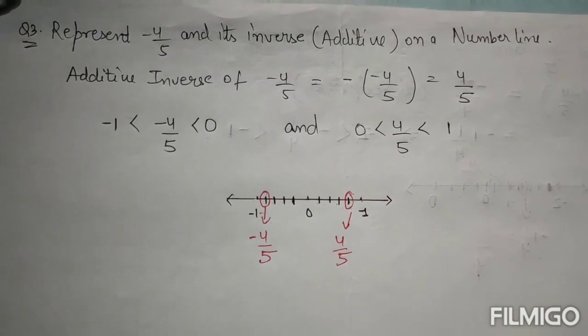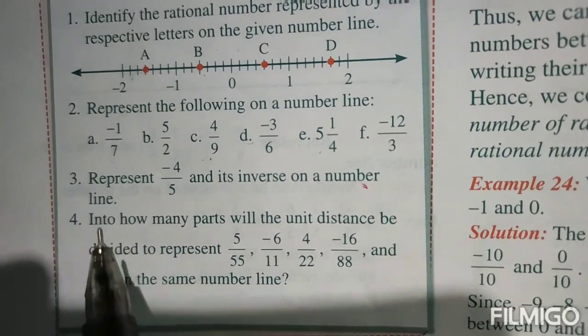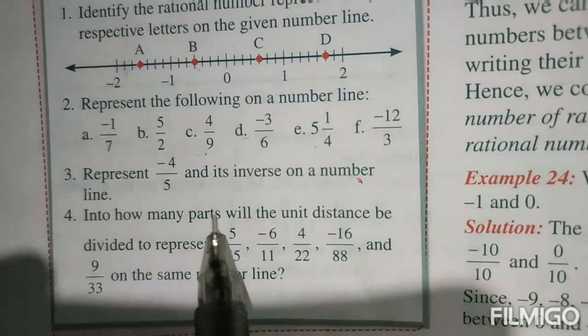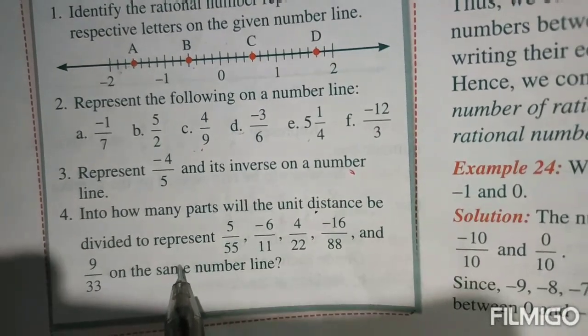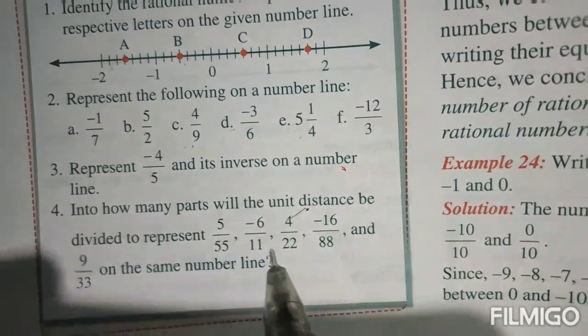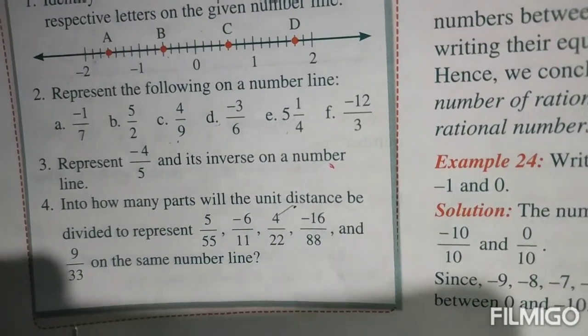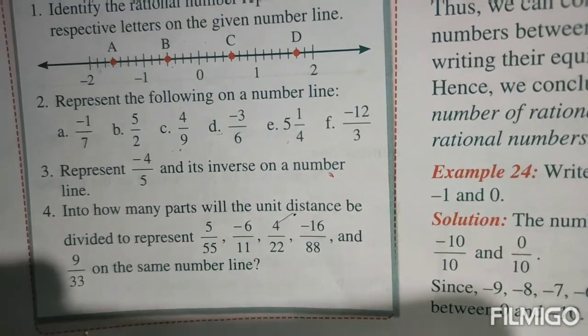Now the last question of this Try These is question 4. Into how many parts will the unit distance be divided to represent 5 by 55, minus 6 by 11, 4 by 22, minus 16 by 88 and 9 by 33 on the same number line.